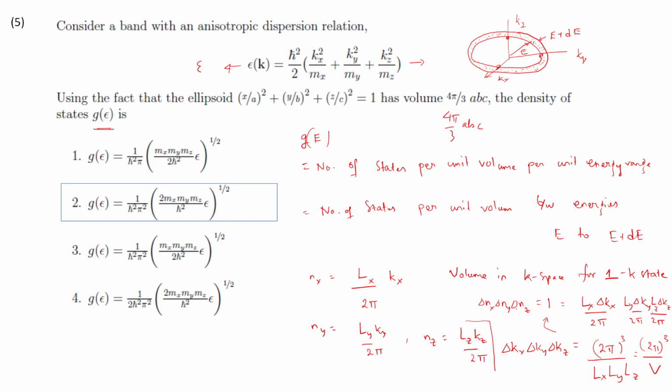Now how can we find the number of dots or the number of k states in this cell? We have to find the volume of this particular ellipsoidal cell, divided by the volume of one k state. That will give me the number of k states in this particular cell. So let us just find that.